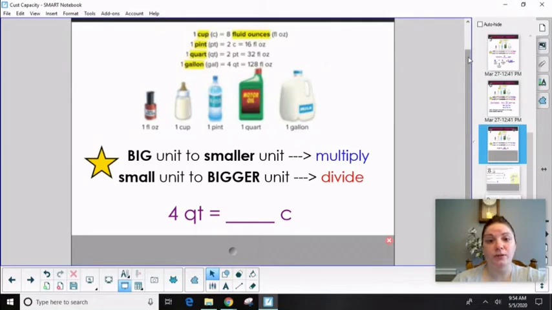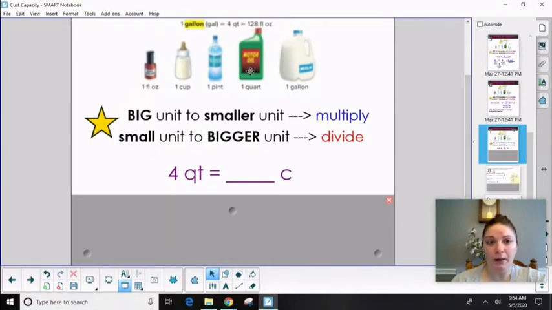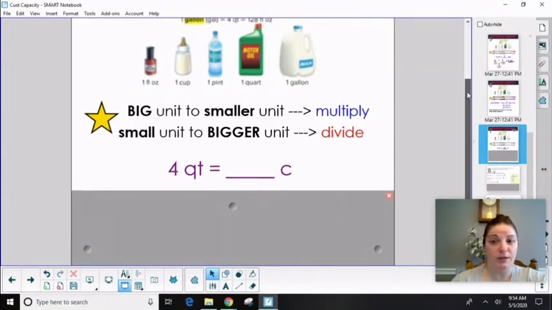We're going to start off the same way. We're going to start off with thinking of 4 and converting it. But what's between quarts and cups? Pints. So first we need to convert quarts to pints, and then we can convert that many pints down to cups. So it's like 2 steps that we have to take.